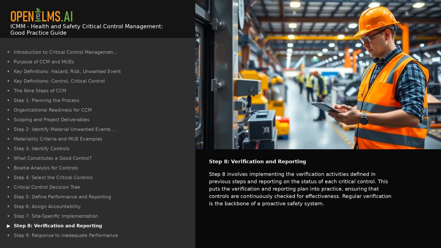Step 8. Verification and reporting. Step 8 involves implementing the verification activities defined in previous steps and reporting on the status of each critical control. This puts the verification and reporting plan into practice, ensuring that controls are continuously checked for effectiveness. Regular verification is the backbone of a proactive safety system.